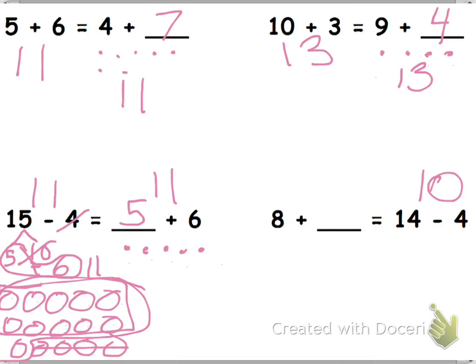Now, we know 8 plus what equals 10? Oh, that's it. We know the 10 buddy of 8 plus 2 equals 10. Or we could have counted on 8, 9, 10. So 8 plus 2 also equals 10. So both sides equal 10.